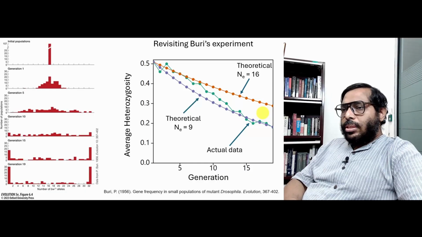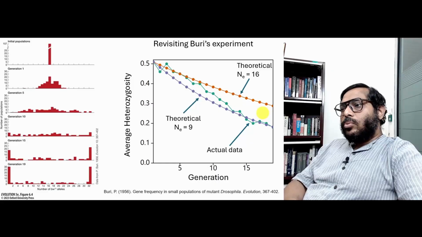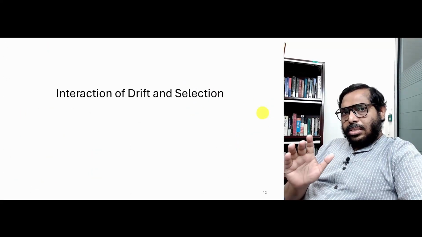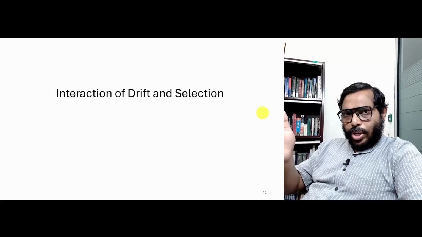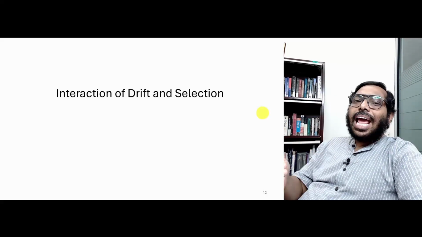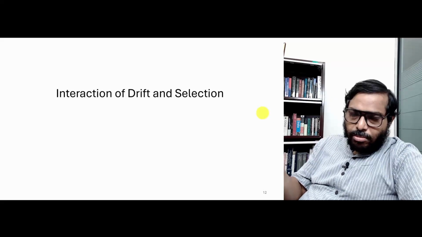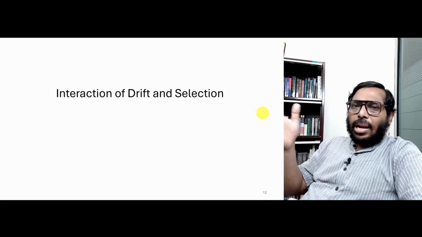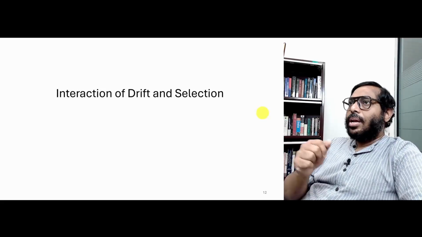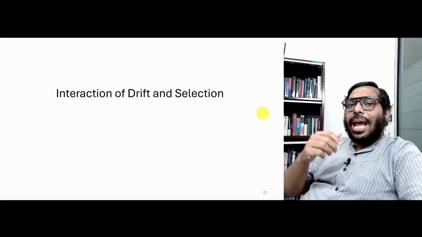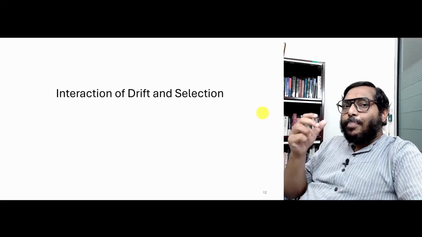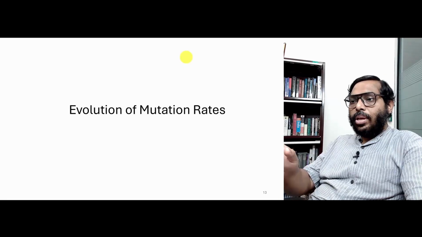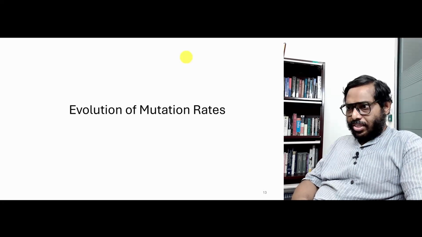Now, with this information, we are going to ask what exactly drift does to a population when it is interacting with other evolutionary forces. Remember, in real life drift never operates alone, nor does selection for that matter, typically. So, in real life drift has to interact with selection. So, what really happens when this interaction happens? The example that we are going to look at will be in the context of the evolution of mutation rates.